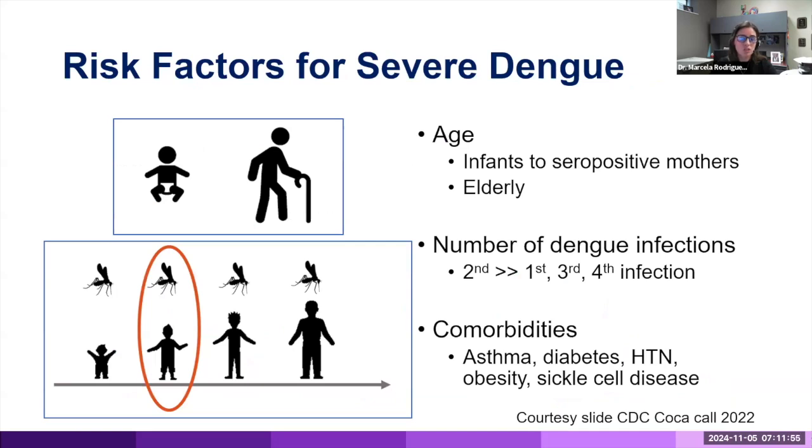So the risk factors for severe dengue: age is one of them. Infants born to seropositive mothers are at risk of getting severe dengue, and also elderly people. Then the number of infections is also definitive. Usually people who get a second infection will get more severe dengue than people who get a first, third, or fourth infection. And of course, people who have comorbidities such as asthma, diabetes, hypertension, sickle cell disease, and obesity are at higher risk of getting severe dengue.